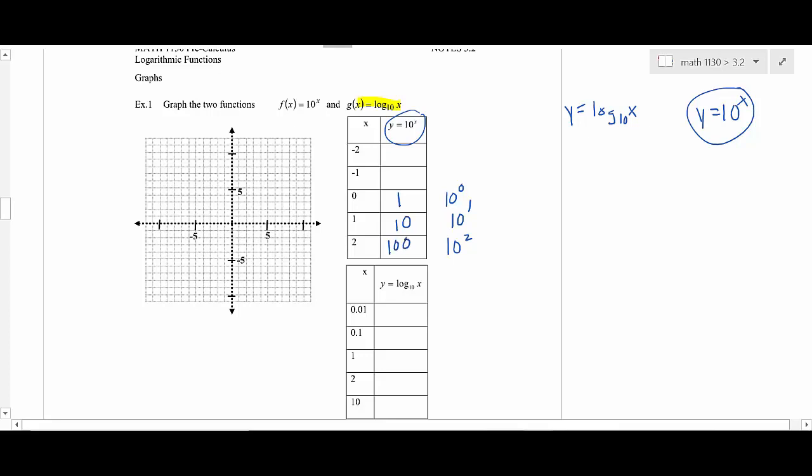We did a lot of this kind of stuff in Tuesday's class. Now 10 to the negative 1, what's that? 1 over 10. Remember you make the exponent positive, so that's 1 over 10. And 10 to the negative 2 is 1 over 10 squared, so that's 1 over 100 like that. That's how you do that.